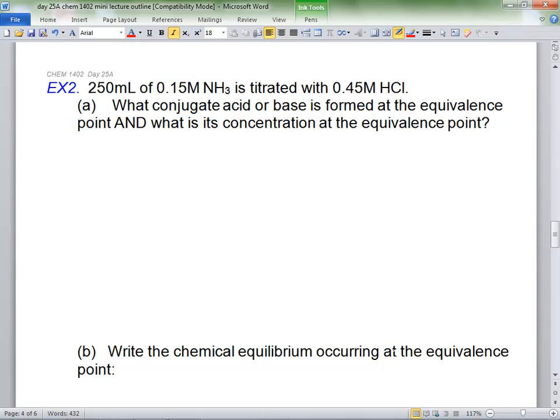So see if you can get them. Let's try this. 250 mL of 0.15 molar ammonia is titrated with 0.45 molar hydrochloric acid. What conjugate acid or base is formed at the equivalence point, and what is the concentration at the equivalence point? So go ahead, see if you can figure this out, and I'll be glad to help you. Take a look at your neighbors. Maybe they can figure it out, or they can explain it.